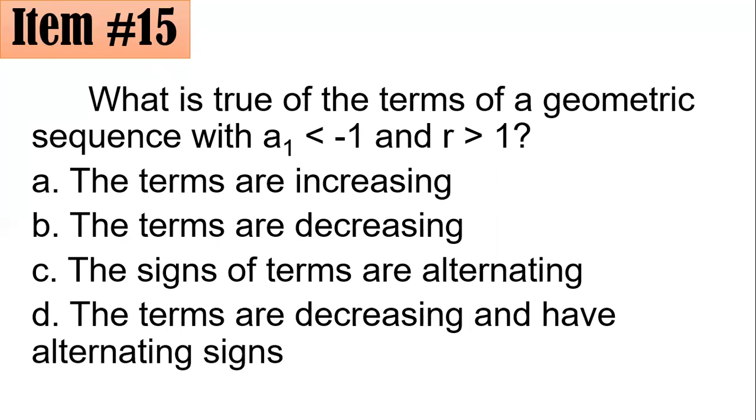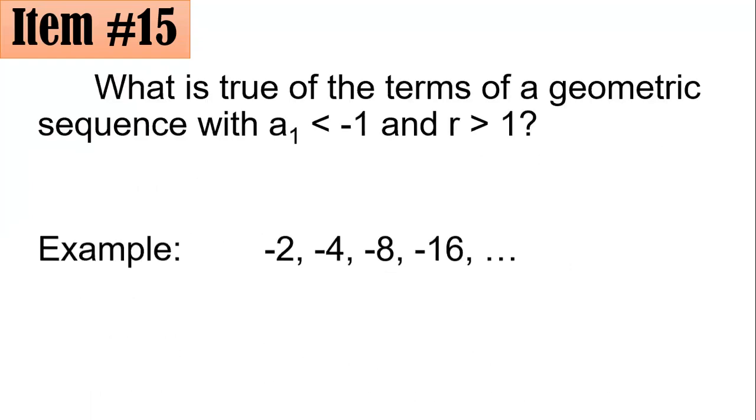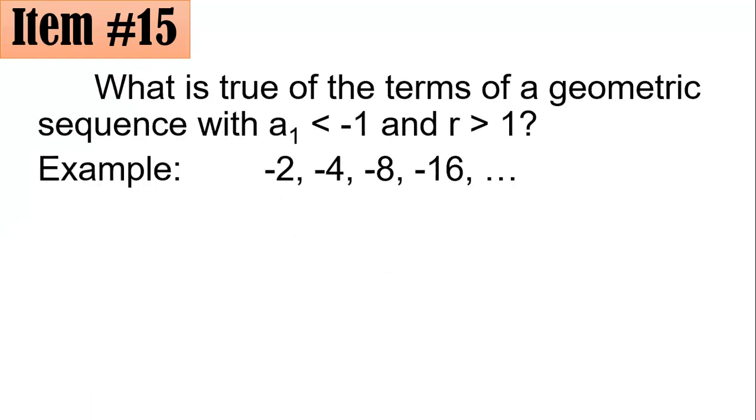or maybe, is it possible that the correct answer is not among the choices? Let's see. From here, as an example of this sequence, I let my first term be -2, because anyway, -2 is less than -1. I let my common ratio be 2 because in this case, it's greater than 1. So I have here this example, -2, -4, -8, -16, and so on.